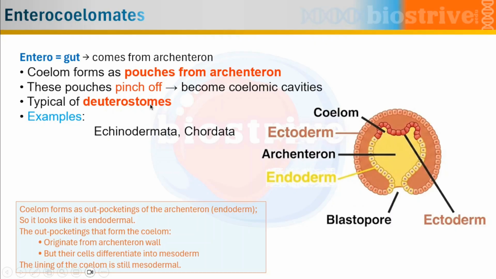And this type of coelom is typically seen in the deuterostomes. Deuterostomes are the organisms in which the blastopore will give rise to the anus first.